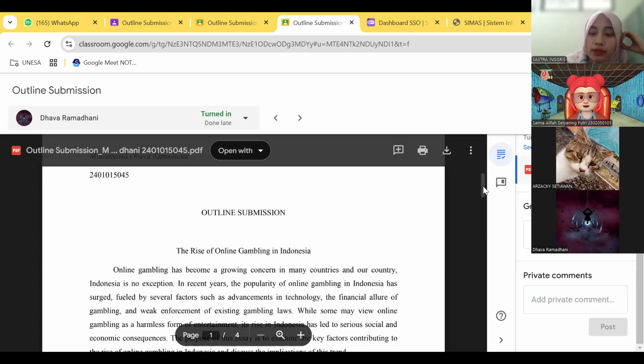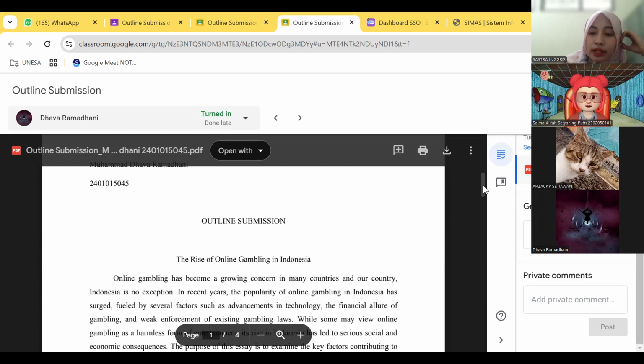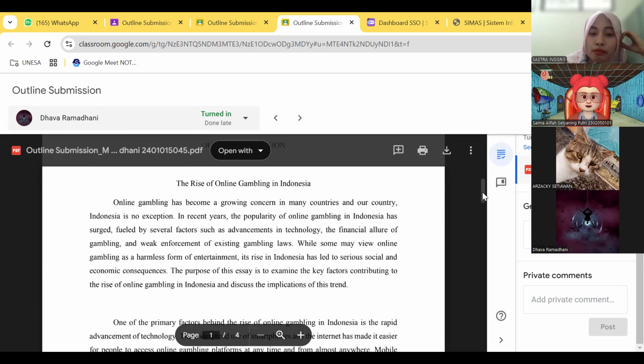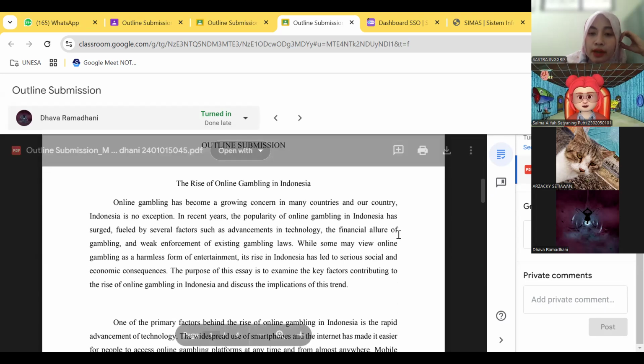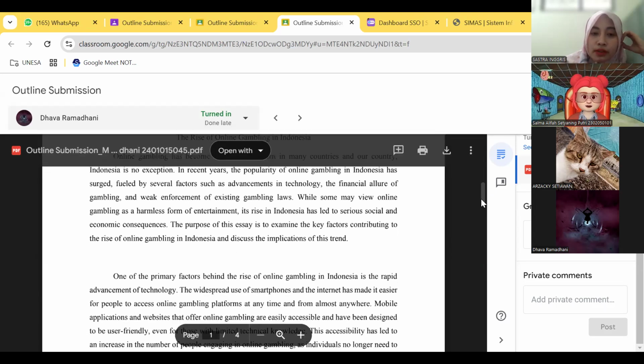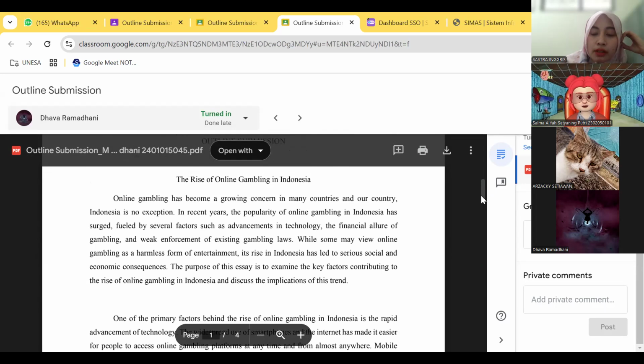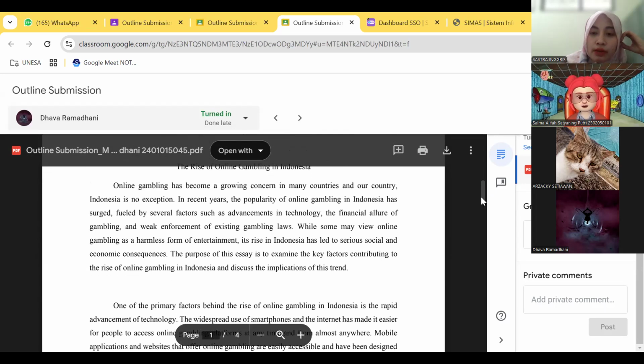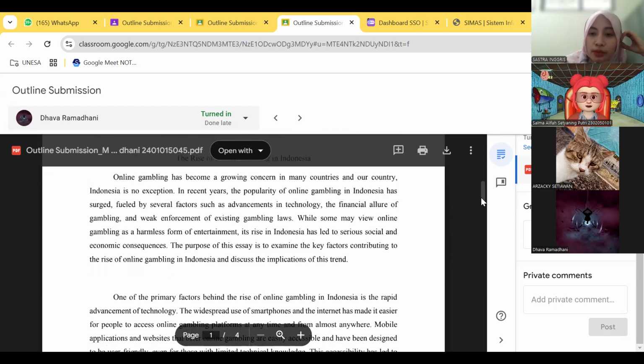Jadi di sini posisinya Dava adalah tidak setuju dengan adanya online gambling, ya. Oke. When we talk about argumentative writing, you have to show your position first, Dava. Okay? Show your position in a very smooth way, in a very gentle way.